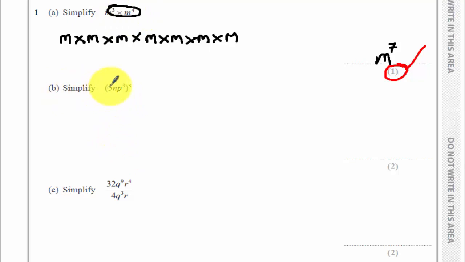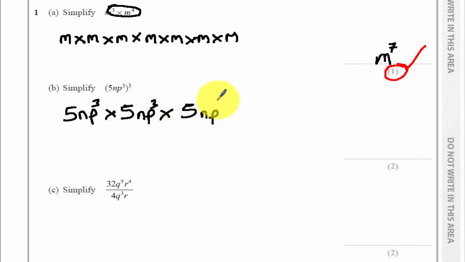Part B, simplify 5np cubed, all cubed. So let's just write this out longhand before we look for a shorthand version. So you've got 5np. If you cube a number, you times it by itself 3 times. So 5np cubed, or cubed, is shorthand for this sum here.